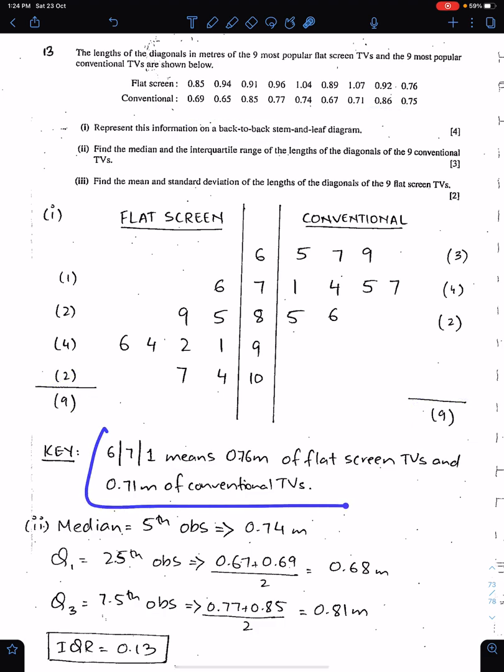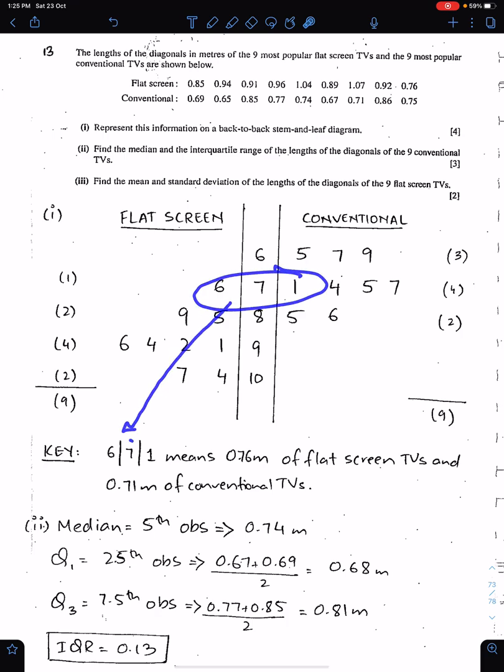And make sure you mention the key. This is compulsory. So you can mention the key in this way. Copy this here, or maybe you can copy this here. 8, 5, this one. 5, 8, 6. You can copy anything. So I copied this here. And I explained this thing like 76 means 0.76 meter of flat screen, and this means 0.7 meter of conventional TVs.